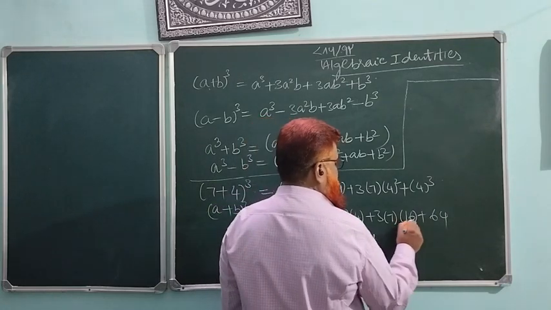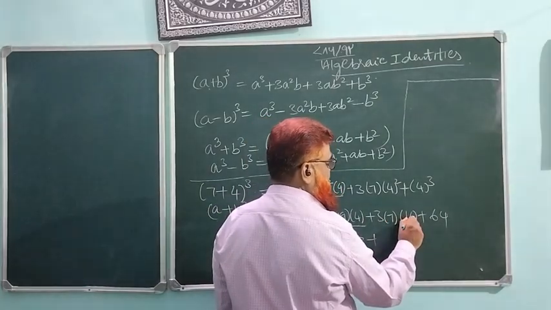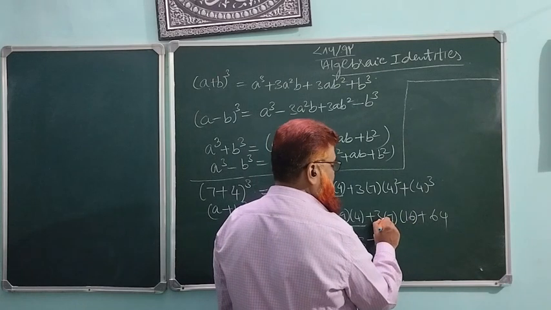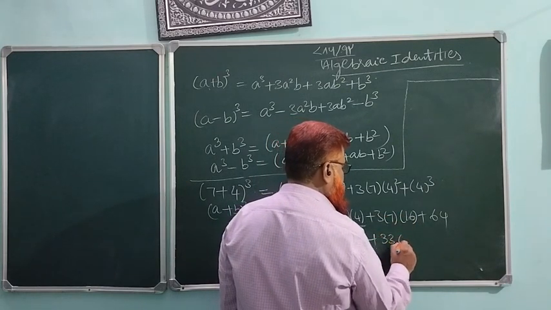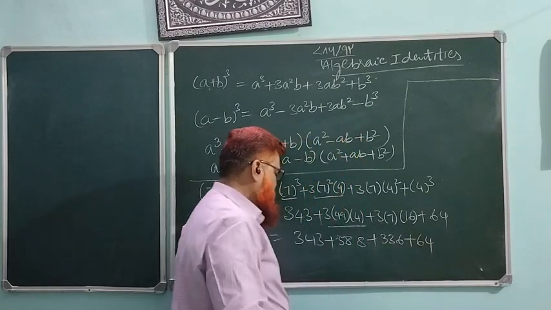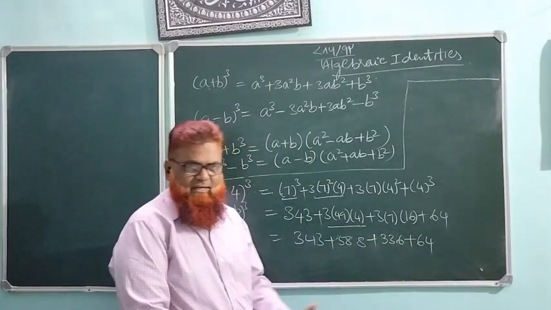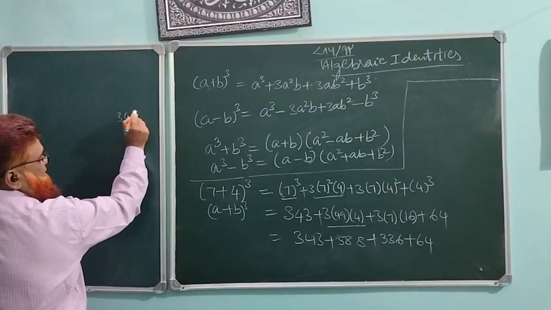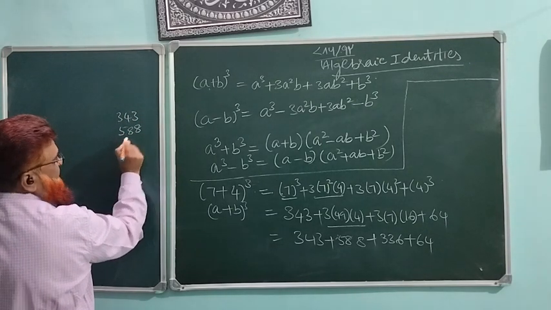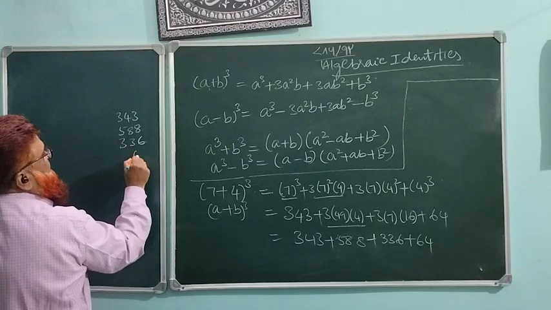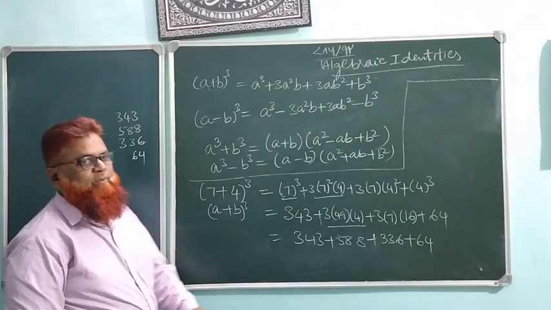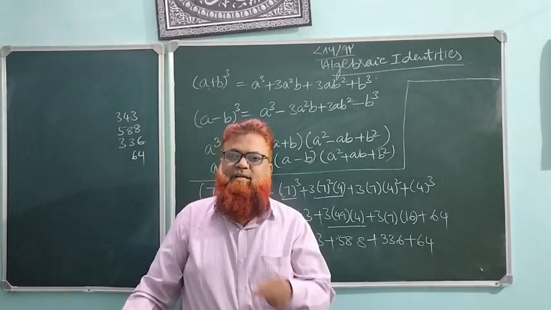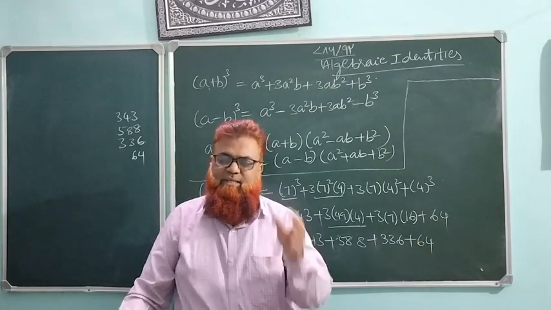Plus this is 16 7s are 112. Okay. 16 7s are how much? 112. 112 into 3 it is 336 plus 64. So these are the simplifications that we have done here and we expanded. Let's add all this: 343, 588, 336 and 64. As I told you, for cubic expansion, after expanding the identity we get 4 terms. For the square expansion, after expanding we get 3 terms in the expansion.